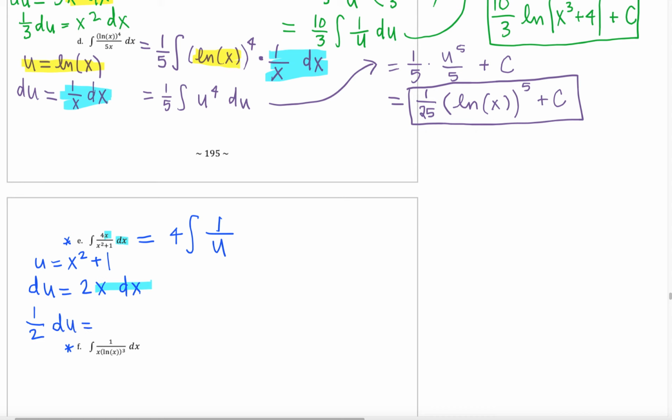So we get 1/2 du equals x times dx. So we can multiply that in. And then just to combine some like terms here, we end up with 4 over 2 outside of the integral. We know that 4 over 2 can reduce down to just be 2 times the integral of 1 over u du.